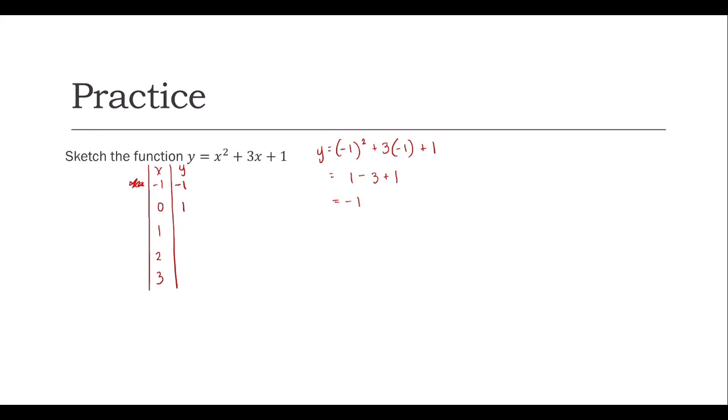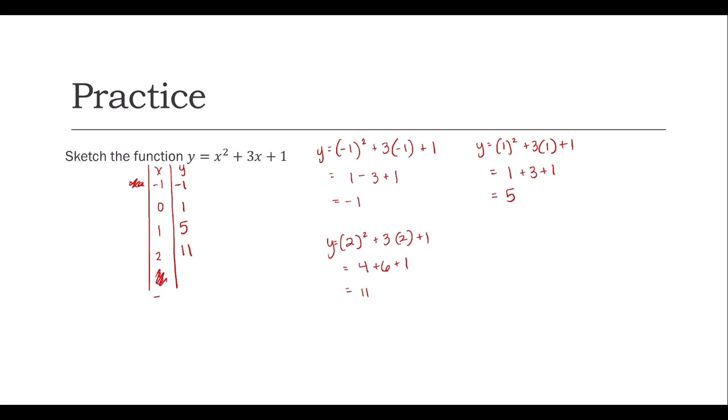For 1, we'll have y equals 1 squared plus 3 times 1 plus 1. So that's 1 plus 3 plus 1, which equals 5. For 2, we'll have y equals 2 squared plus 3 times 2 plus 1. So that's 4 plus 6 plus 1, which equals 11. So our numbers are getting farther and farther apart. So we're not getting close to our vertex. We're going to want to go to the negative numbers.